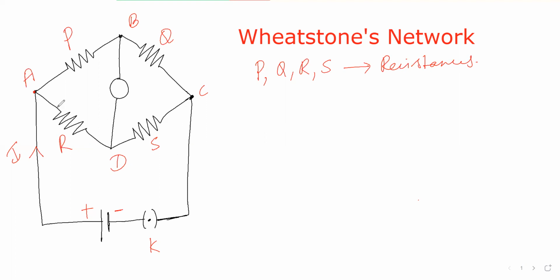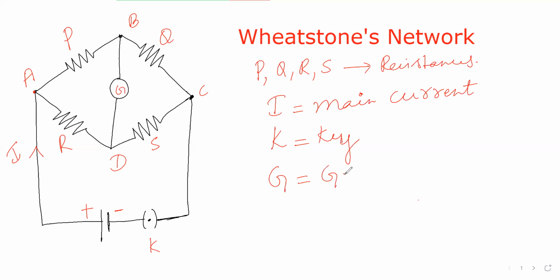Here I is the main current, and K is the key. And here is the galvanometer G, which is connected between B and D.